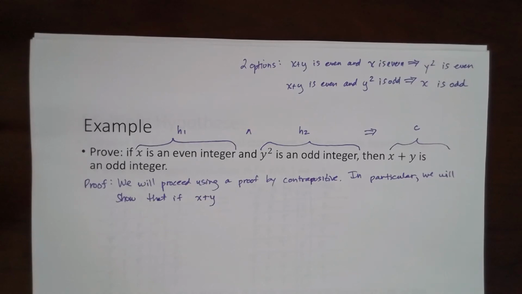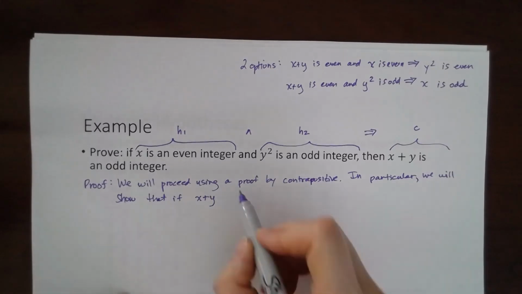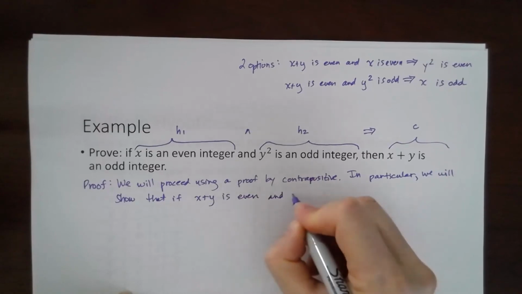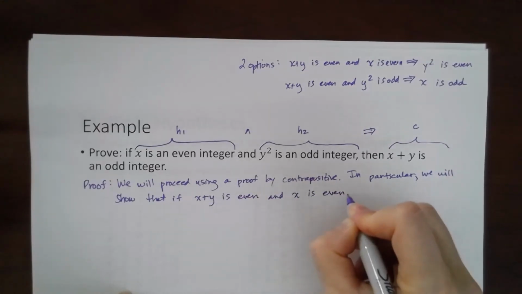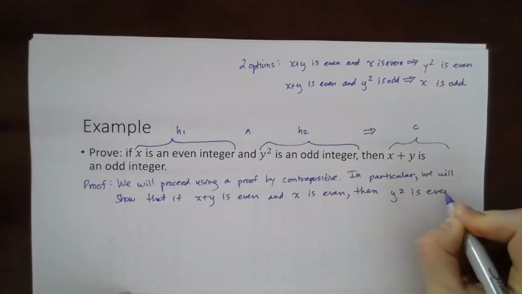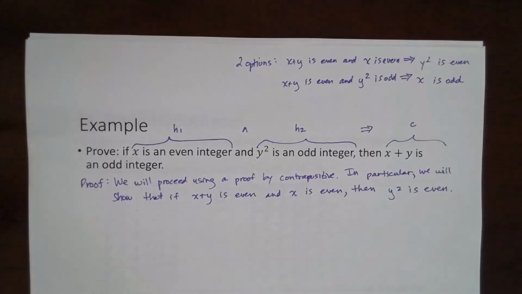I haven't stopped yet, we need to stop soon. Okay, I'm just going to write what we're going to show and then we'll keep it for next time, but I have to finish the sentence. We can't stop mid-sentence. So what we're going to show is that if x plus y is even and x is even, then y squared is even. Okay, so that's the trickiest part of this proof, is just getting that sentence down. And now it's just a direct proof of that.